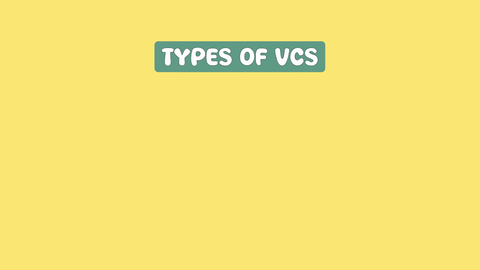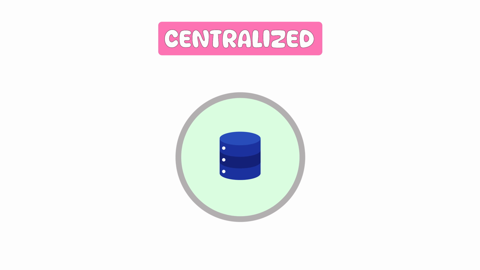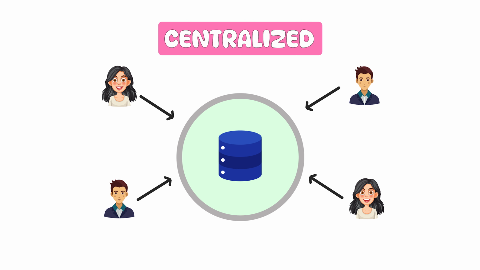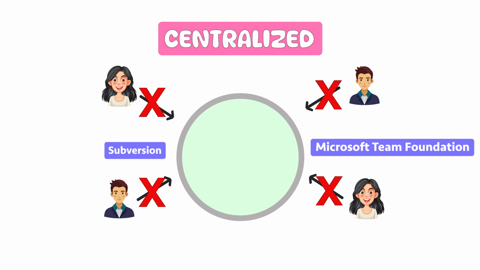There are mainly two types of version control system: centralized and distributed. So what is a centralized version control system? In a centralized system, all the project files are stored in one main location. Everyone works in this single spot. The problem with this is that there is one point of failure. If the server goes offline, we can't work or save snapshots of our project. Subversion and Microsoft Team Foundation Server are examples of centralized version control systems.